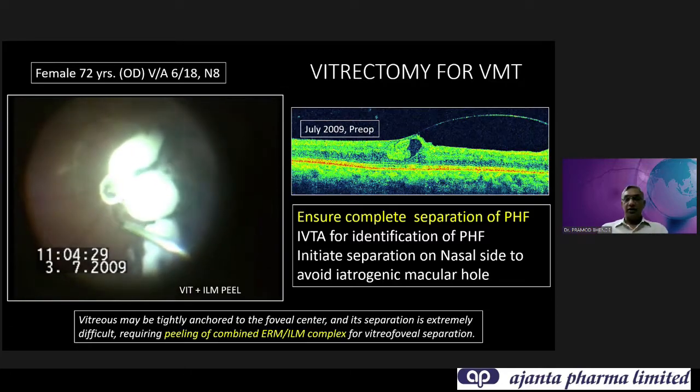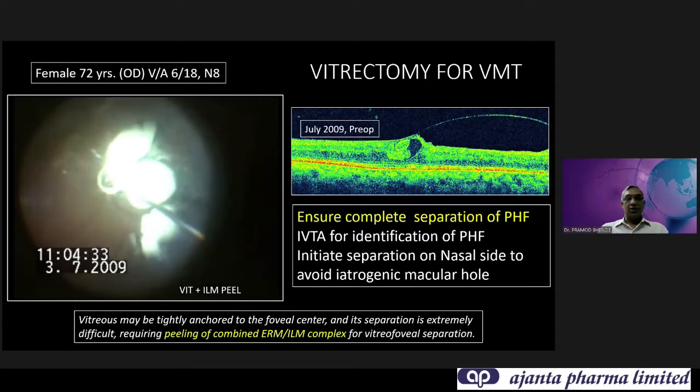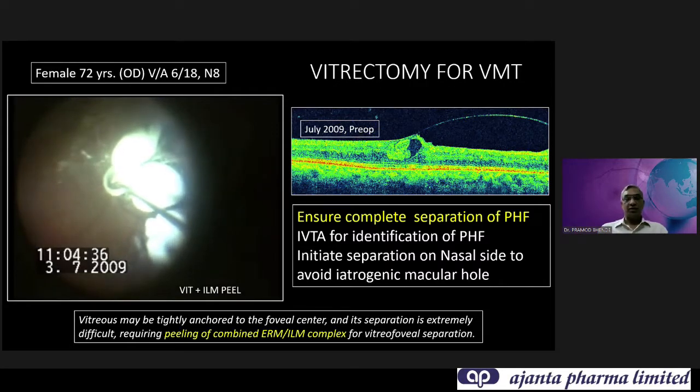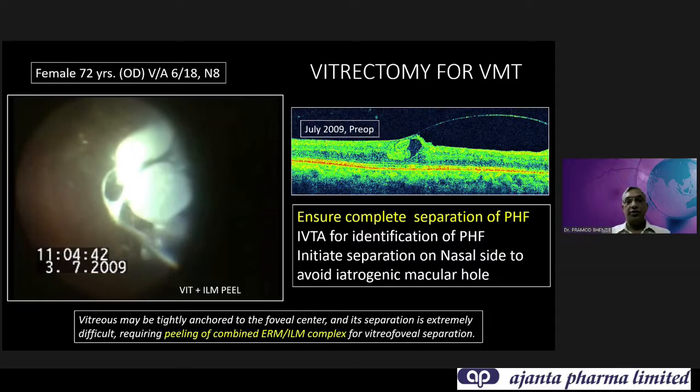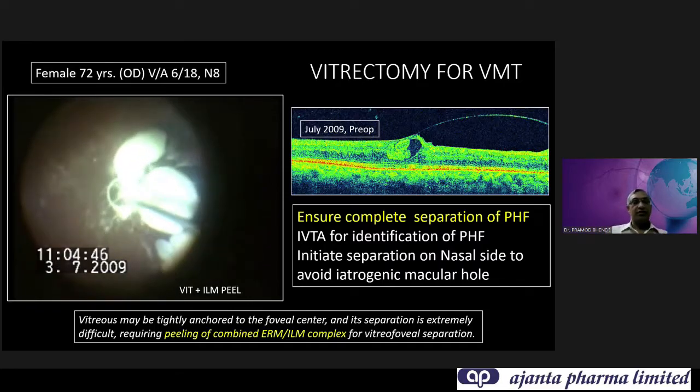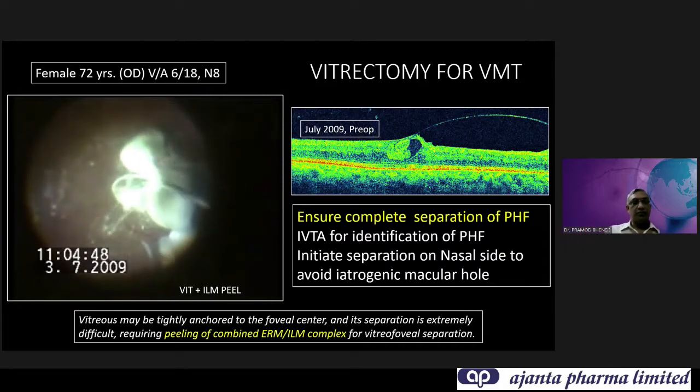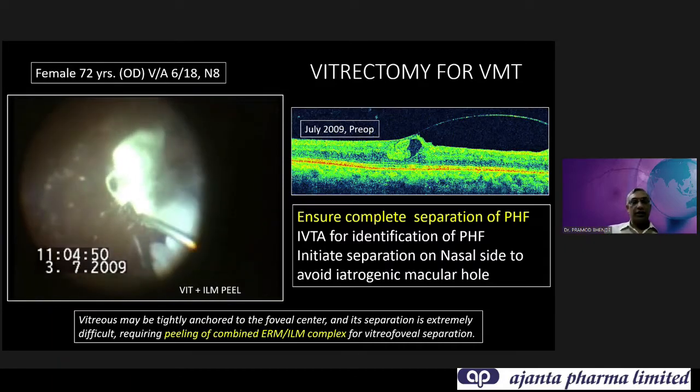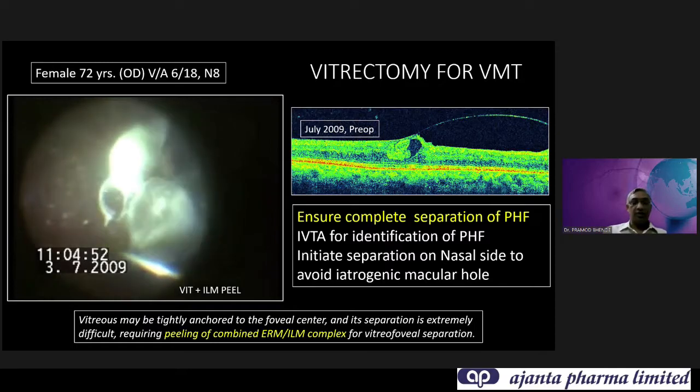You usually start on the nasal side, because sometimes there is a tug on the fovea, as you see in the OCT picture. If you try to pull on the nasal or temporal side of the disc, you can end up sometimes inducing a macular hole on the table. So separate the nasal side first, and then as you keep inducing the PVD, keep cutting around, and then come to the temporal side gradually. Quite some time it comes out on its own.